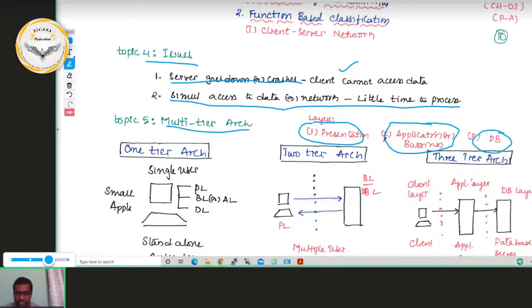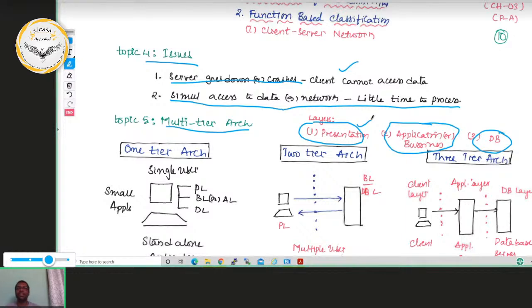So what do you mean by presentation layer? Presenting the data to the user is called the presentation layer. Let us say I told you to add 20 and 30. The server will process that and the result will be displayed on the client. That is 50. It is an example of presentation.